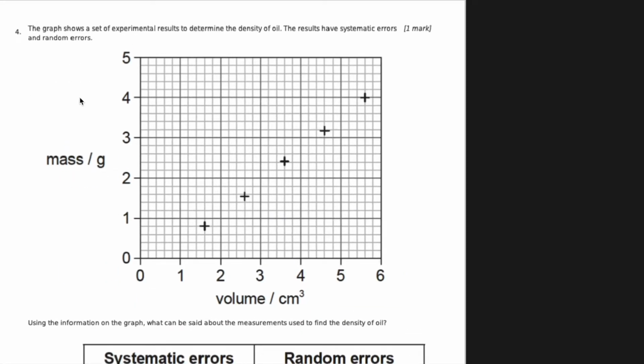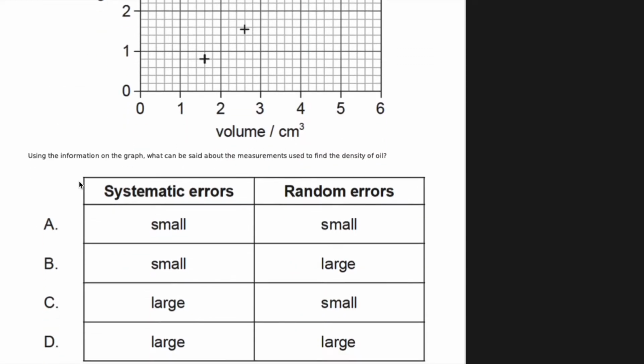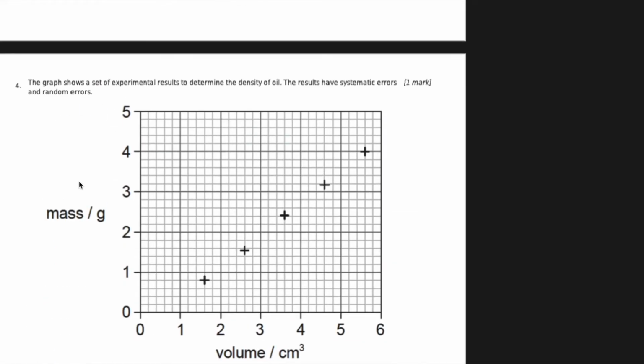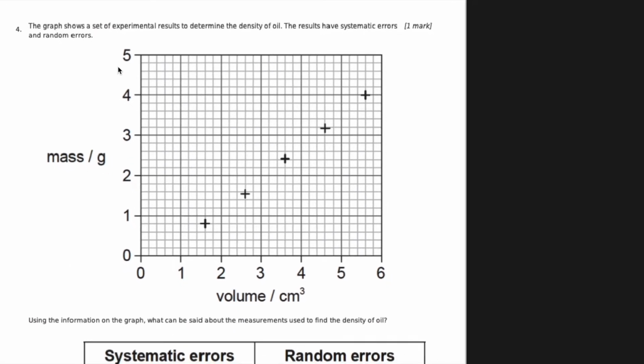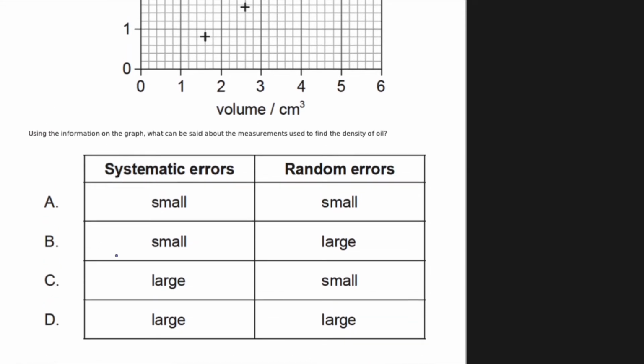This shows a set of experimental results to determine the density of oil. The results have systematic error and random error. Using the information on the graph, what can be said about the measurement to find the density of the oil? So you just need to determine random error and systematic error. There are little crosses on the graph, and they all represent the range of uncertainty. And as you can see, the size of the crosses is very consistent on the graph, so it must contain a very small random error, right? Because big random error generates a large range of uncertainty, so it cannot be option B or option D.